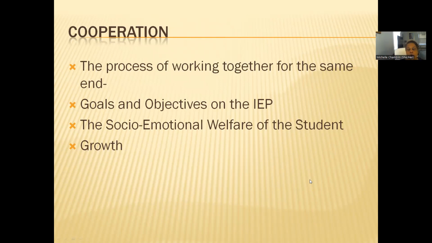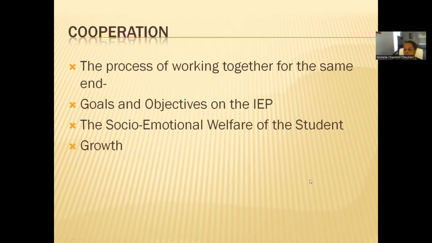Okay, so cooperation. Cooperation in the context in which we're talking about, as a general education teacher, is the process of working together for the same end. And in this capacity, we're talking about your role with the special education process and a student that has a disability or is suspected of having a disability.